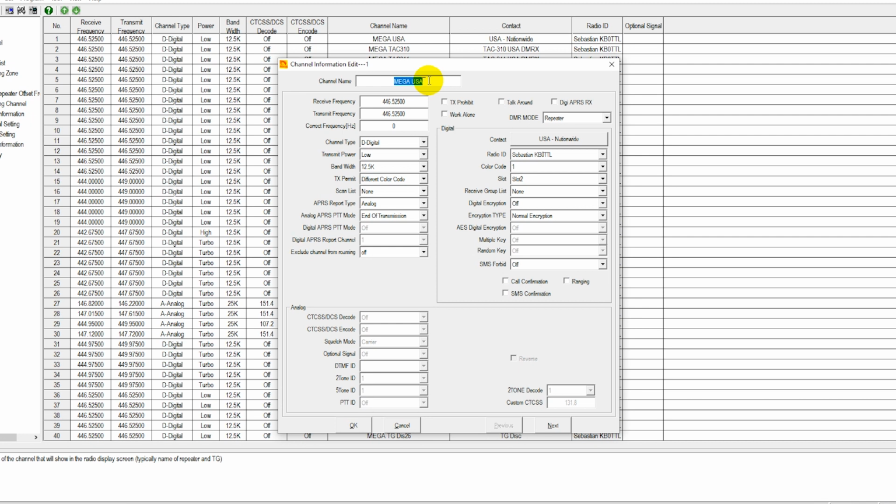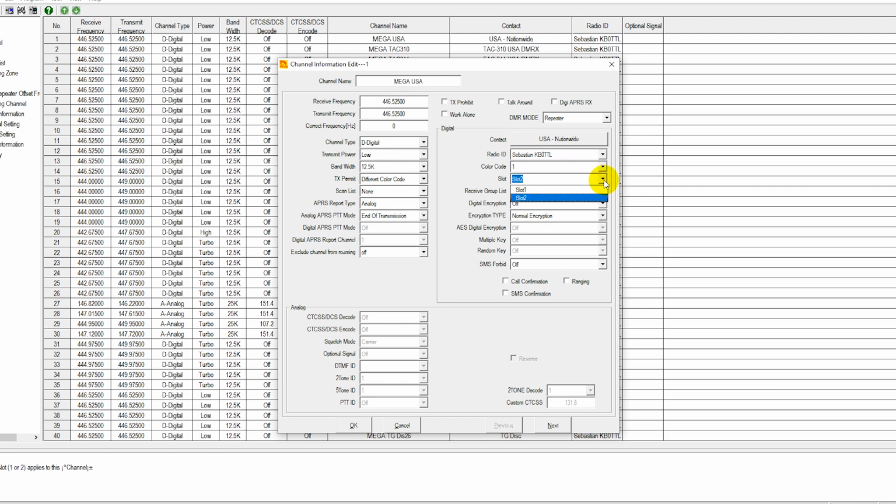So the USA talk group is programmed in this particular channel slot. We have our frequency pair. We have this set as a digital channel. Notice the bandwidth of 12.5 kilohertz. And even on this 12.5 kilohertz bandwidth, we have two time slots. We have a time slot 1 and a time slot 2.